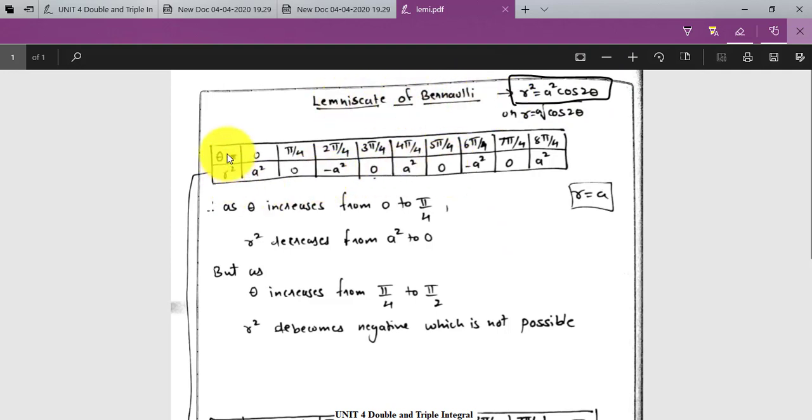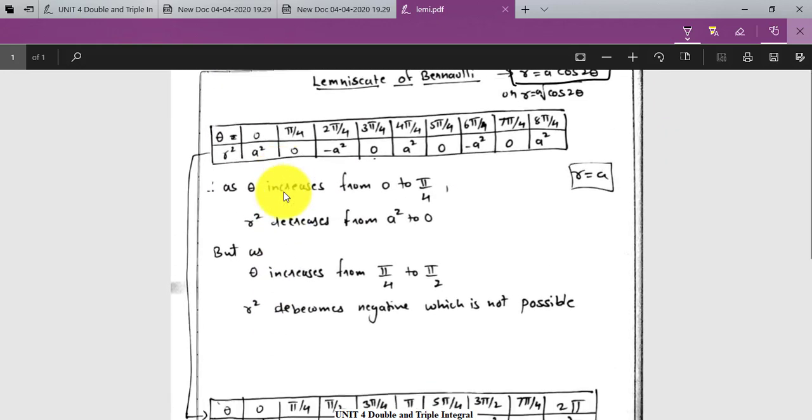Now how to plot this? See here, for different values of theta: at 0, it is 1 over here. Then pi by 4, 2 pi by 4, 3 pi by 4, 4 pi by 4, 5 pi by 4, 6 pi by 4, 7 pi by 4, 8 pi by 4, because 4 twos are 8, so it becomes 2 pi. So it is tracing all the points with respect to the rotation of theta and r.